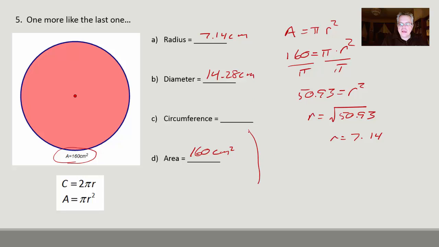And the very last thing, like last time I kind of ran out of space, circumference is 2 times pi times r. Multiply those three numbers together, we'll keep it a decimal for now, and I got 44.86 centimeters. Okay, that's the way it's done. So given any one of the four, we can find the others.